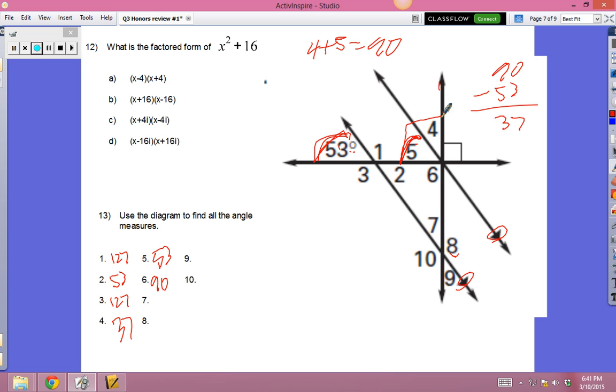Okay, now 4 is corresponding with 7. 4 matches up with 7. So 4 is 37, 7 is 37, 7 is 37, 9 is 37. I feel better about these. And then 8 and 10 are going to be supplementary to 7 and 9. So 180 minus 37 is going to be 8 and 9. So 180 minus 37. So these are both 143. Okay, that one's tricky because this third line kind of messes it up, changes things. So I'll go slow, double check.